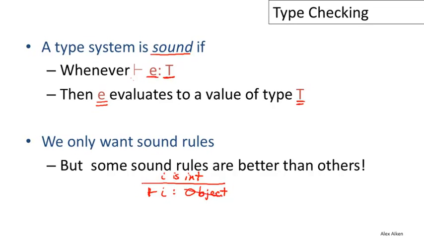And so there are lots of different sound rules. There's not just one unique rule for any given COOL expression that will be sound, but some of them are better than others. And in the case of integer literals, the one we really want is that an integer literal has type int because that's the most specific type that we can give to that kind of program.